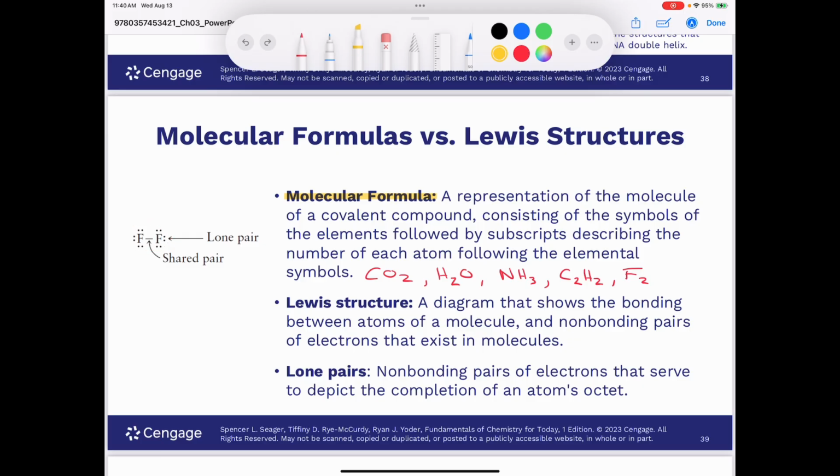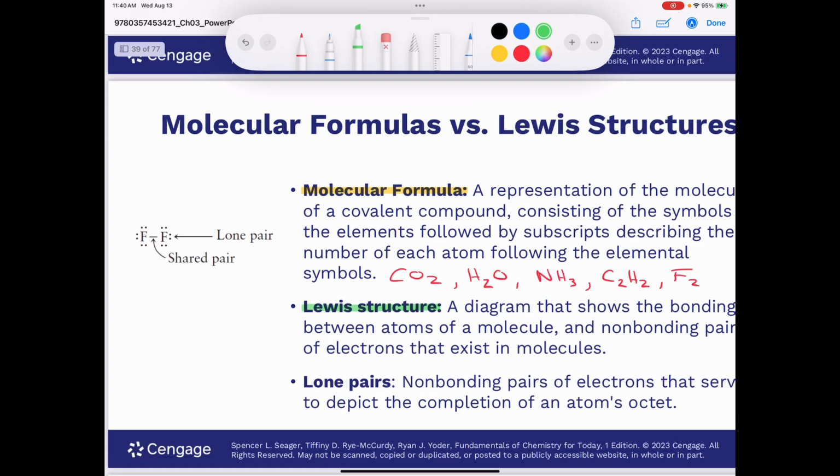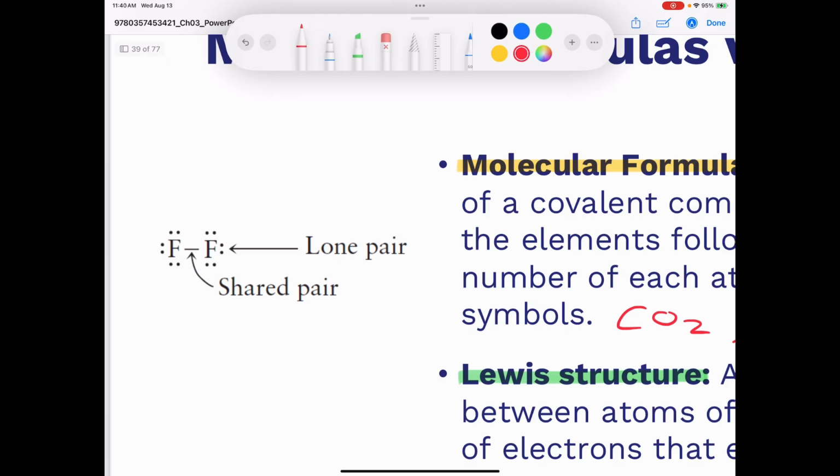Whereas a Lewis structure is a diagram that shows the bonding between atoms of a molecule and non-bonding pairs of electrons that exist in molecules. And so you see that right here with F2. This is our fluorine molecule, but this is a Lewis structure of fluorine. And you can see that there's a line between the two fluorines, and this represents a shared pair of electrons.